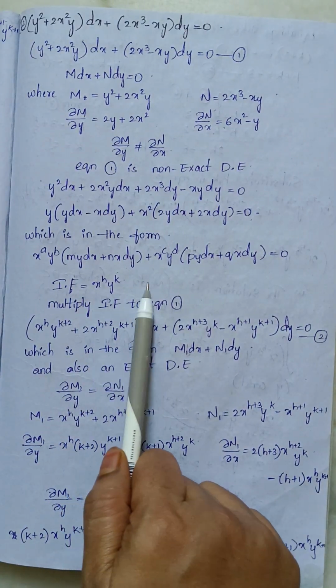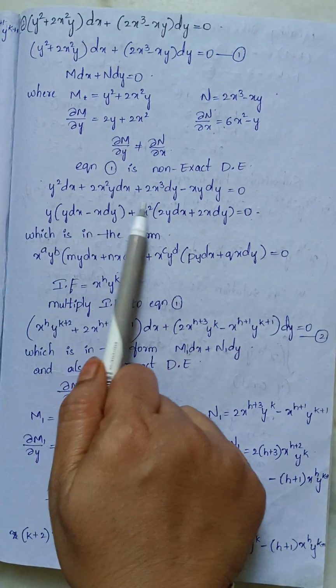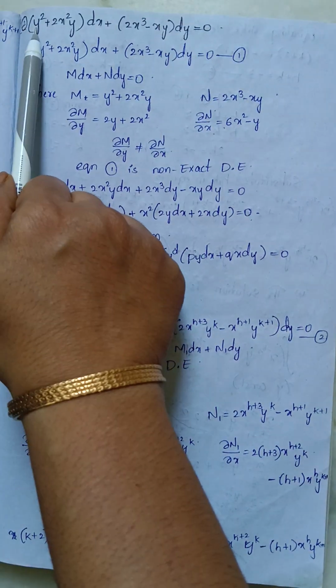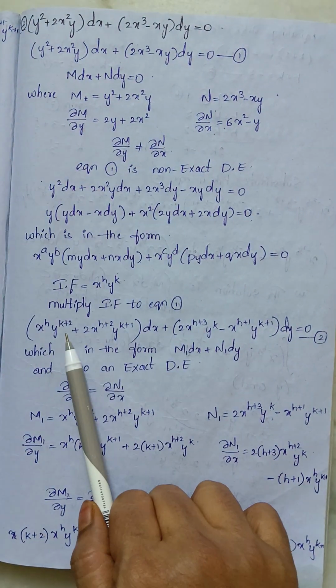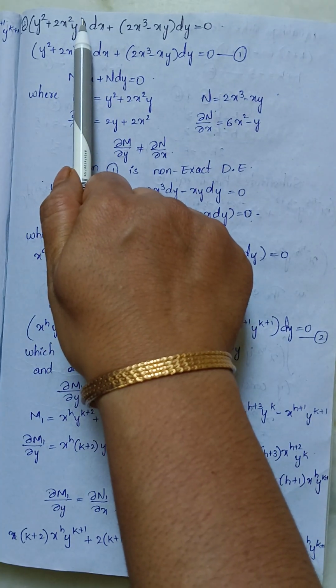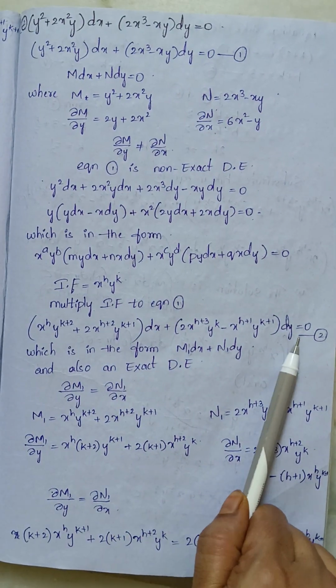So what will be the integrating factor then? x power h, y power k multiplied with the given equation, multiplied to this total equation. Then what will happen? x power h into y power k plus 2, right? 2 into x power h plus 2, y power k plus 1 here. Like this we can multiply for every term.